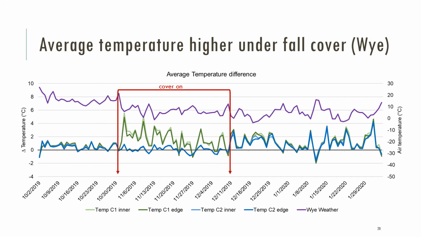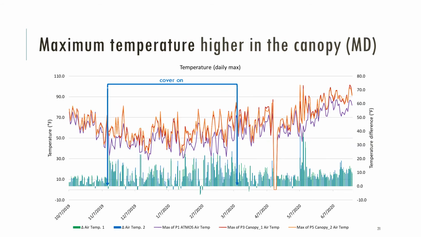Between the two red arrows is the period where only plot 1, which is represented by the green lines, was covered. And it's obvious that the temperature was higher than in the uncovered plot. After mid-December, both plots were covered, and mostly the average temperature was higher under the cover compared with the weather station. But there are also times, as we also saw in the previous slides, when the average temperature during the cover was actually lower than measured by the weather station.